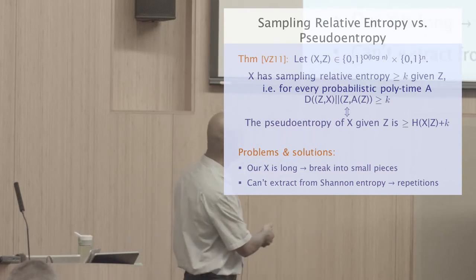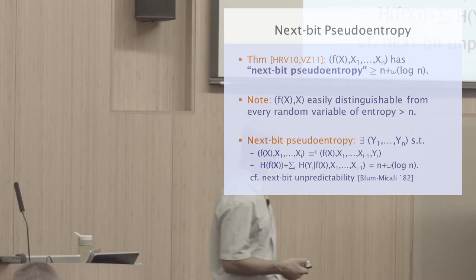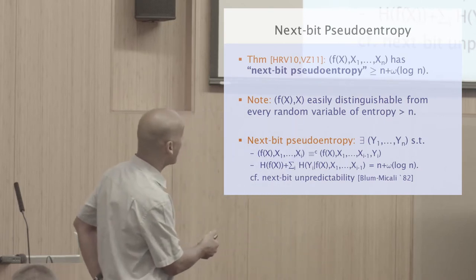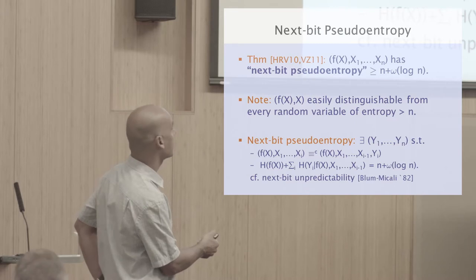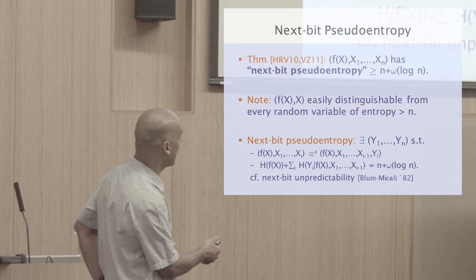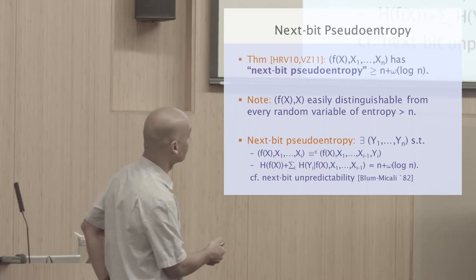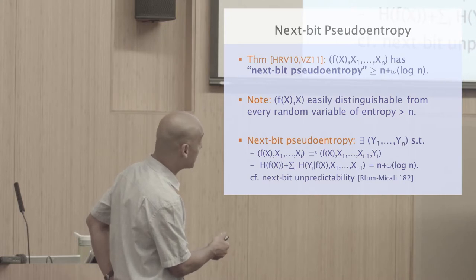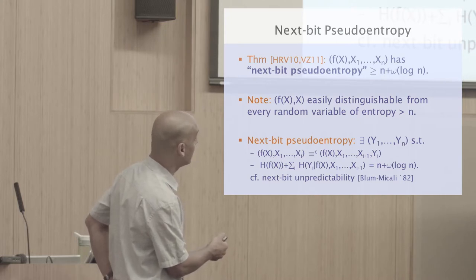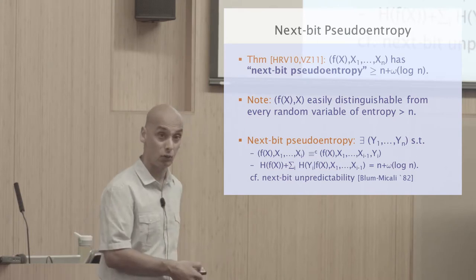Okay, so let's first understand what happens when we break our x into small pieces. We can break them into logarithmic length pieces, but bits will be notationally easier. So we have f of x and x1 up to xn. What we can say is that this sequence has what we call next bit pseudo-entropy bigger than its actual entropy, which is n, because you take n bits to choose a uniformly random x, and then f of x is determined from it. But its next bit pseudo-entropy will be larger than n by exactly this superlogarithmic quantity.